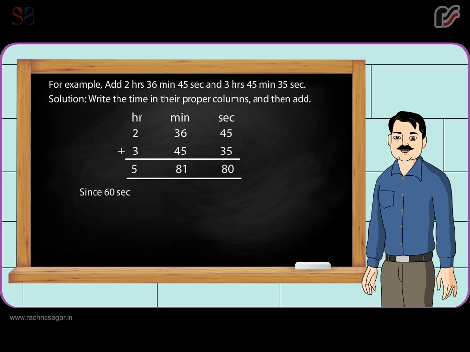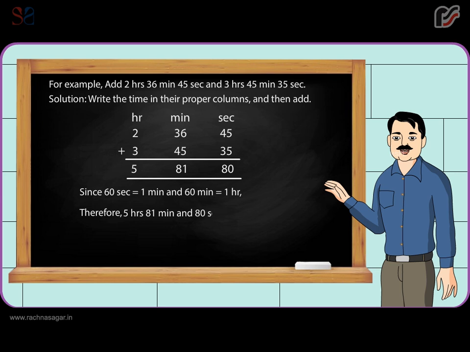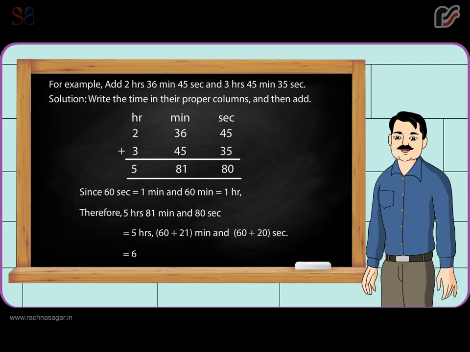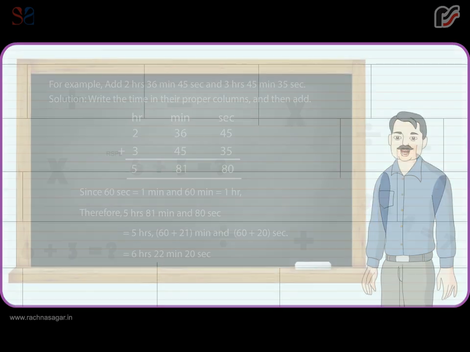Since 60 seconds equals 1 minute and 60 minutes equals 1 hour, therefore 5 hours 81 minutes and 80 seconds equals 5 hours 60 plus 21 minutes and 60 plus 20 seconds, which is equal to 6 hours 22 minutes 20 seconds.